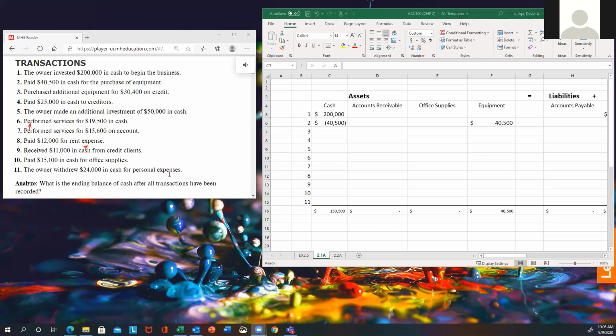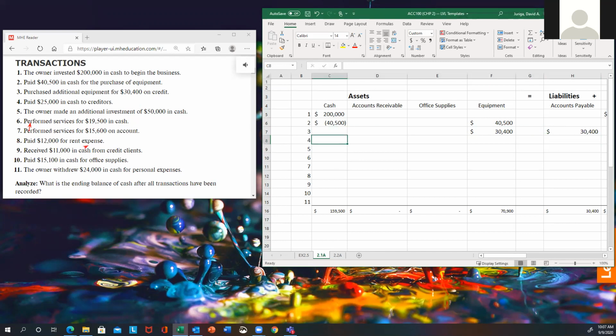So again, this is line 3. I'll go to equipment and put $30,400. And then notice I'll go over to accounts payable and enter the same thing. So you're increasing equipment, increasing an asset, and increasing your debt. Your equation is still in balance. That was number 3.